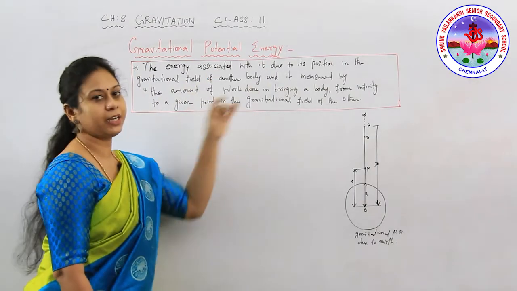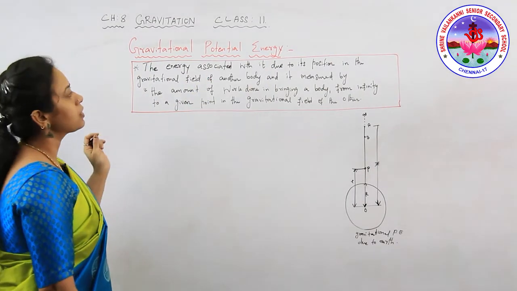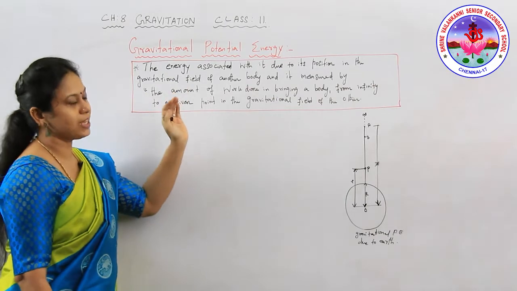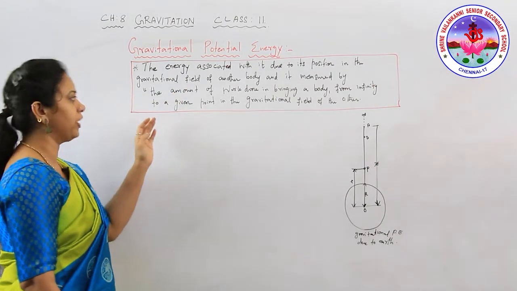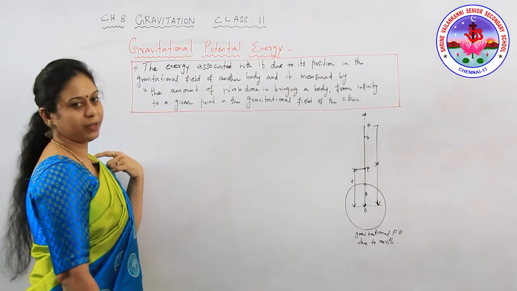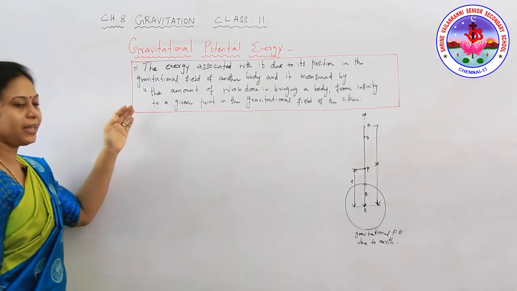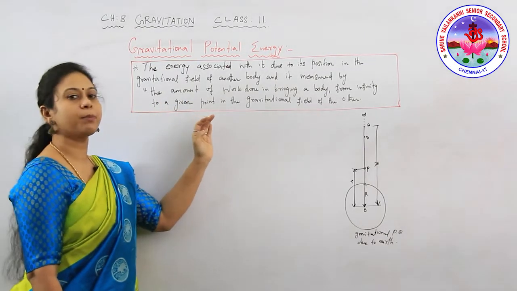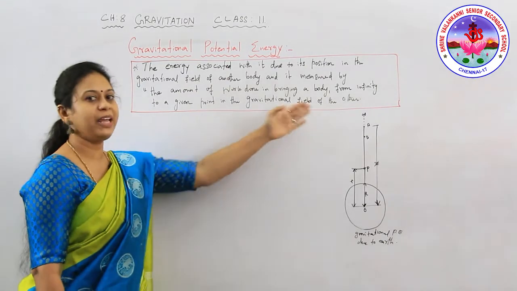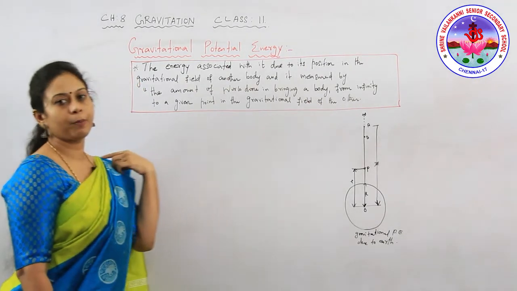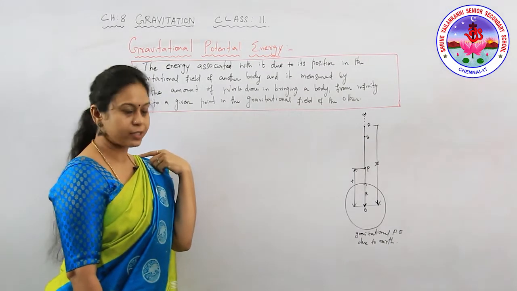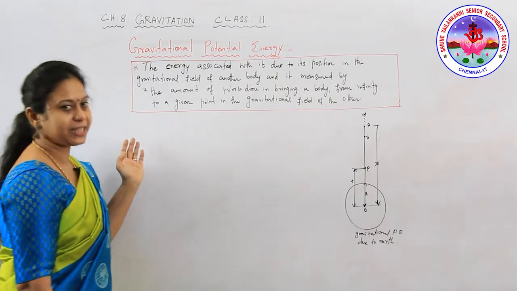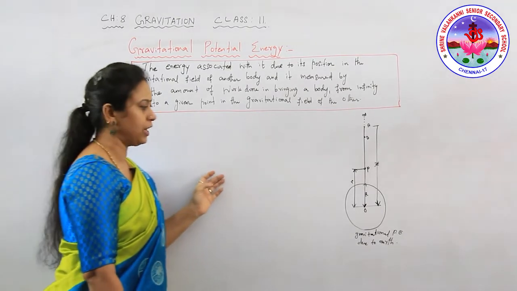Gravitational potential energy. The statement: the energy associated with a body due to its position in the gravitational field of another body, which we can measure by the amount of work done in bringing the body from infinity to the particular point in the gravitational field. Right. Now let us see the expression for the gravitational potential energy.